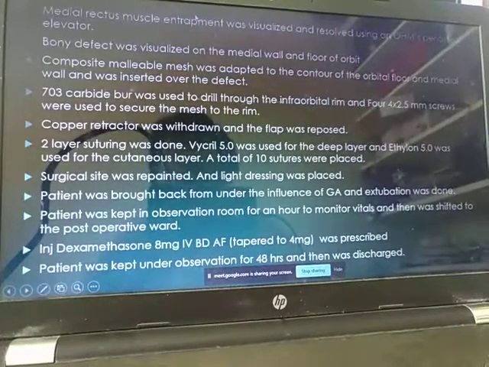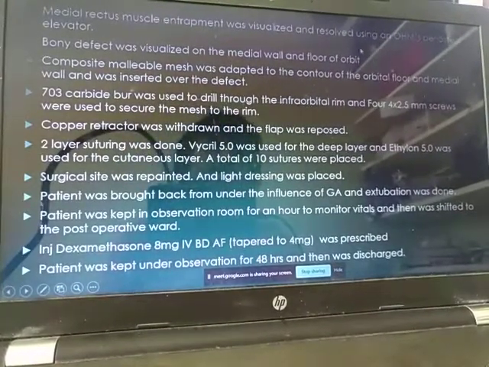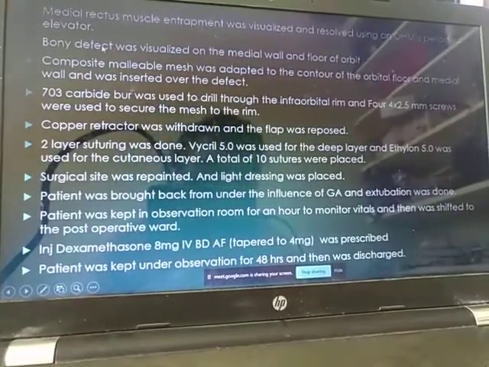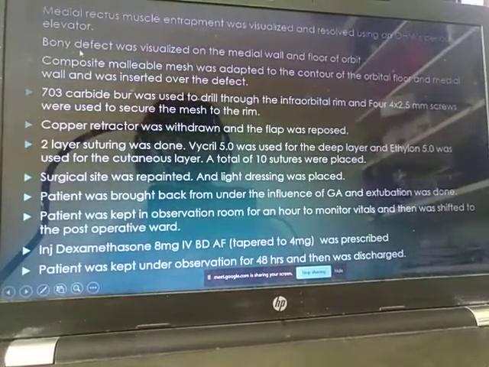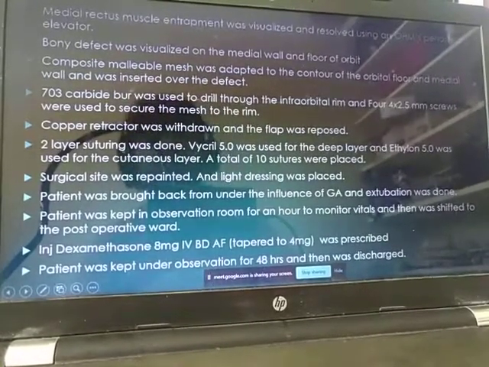Then the medial rectus muscle entrapment was visualized and resolved using the Ohm's periosteal elevator. The muscle was taken out from the defect. The bony defect was visualized on the medial wall and floor of the orbit.